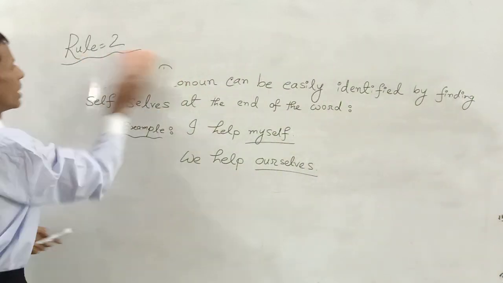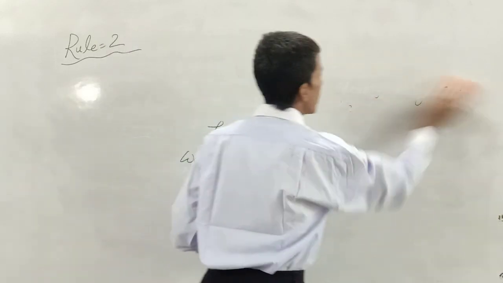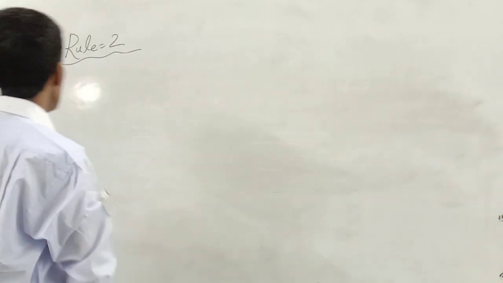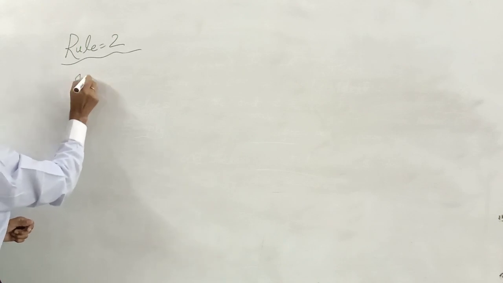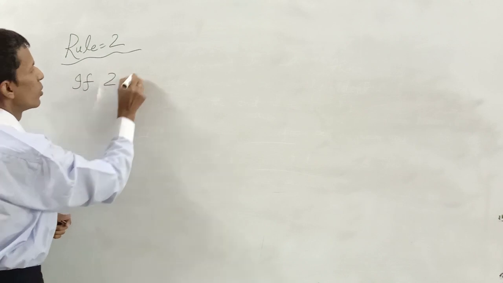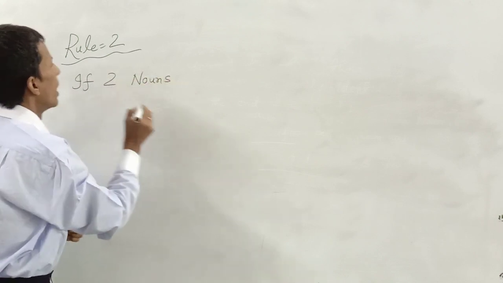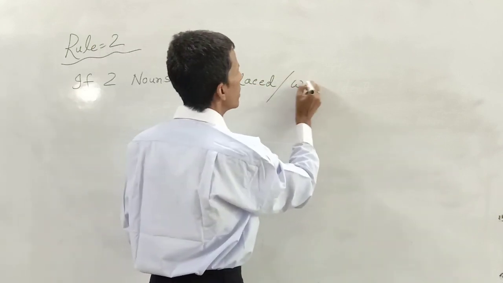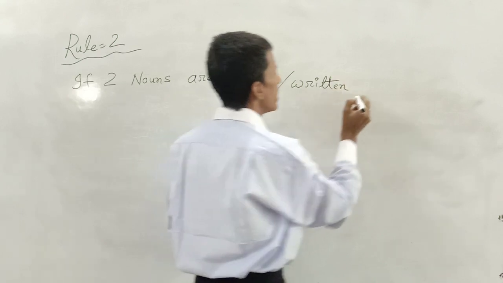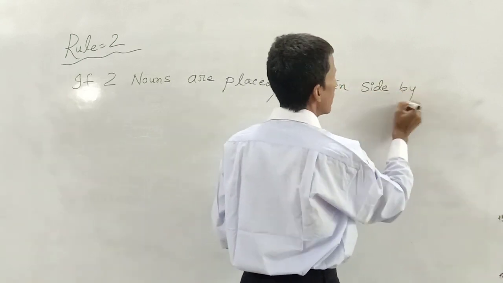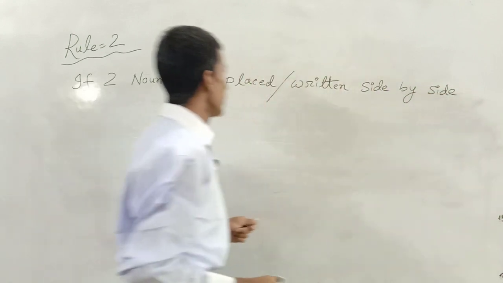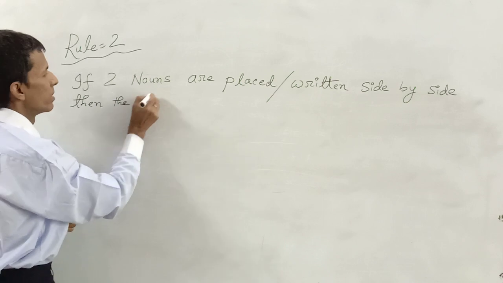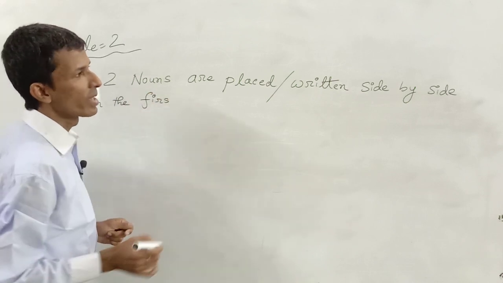Now I am going to illustrate the using of adjective from the origin of noun. If two nouns are placed or written side by side, then the first noun will be automatically transferred into adjective.